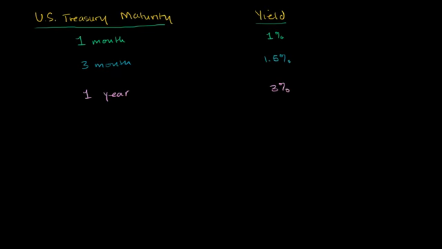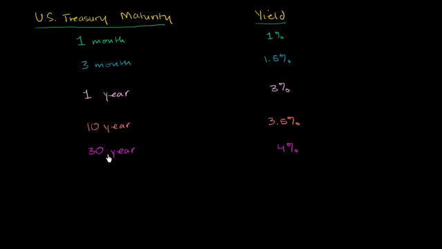Let's do a couple more. Let's say in 10 years. So you're essentially lending money to the Treasury for 10 years. The annual interest rate on that, let's say it's 3.5%. And let's throw one more up here. Let's say if you were to lend money to the US government for 30 years, the yield is running at, let's say it's 4%. So here we have different yields for different maturities.